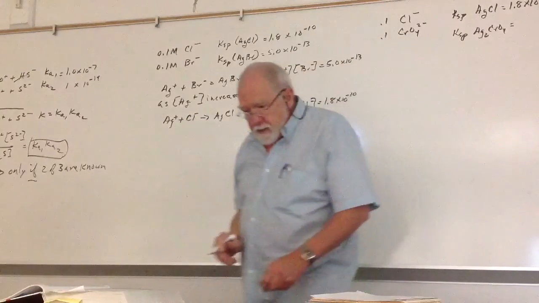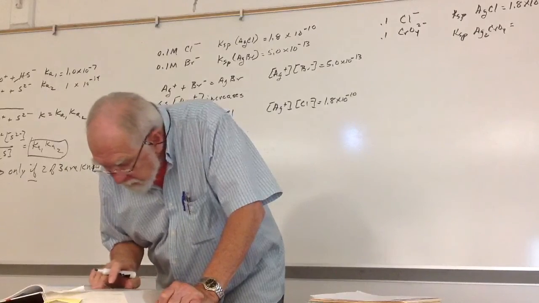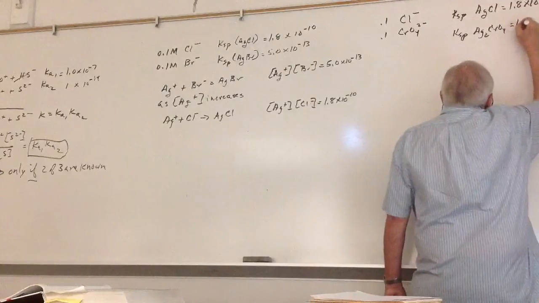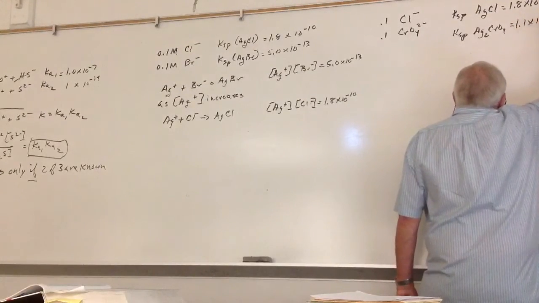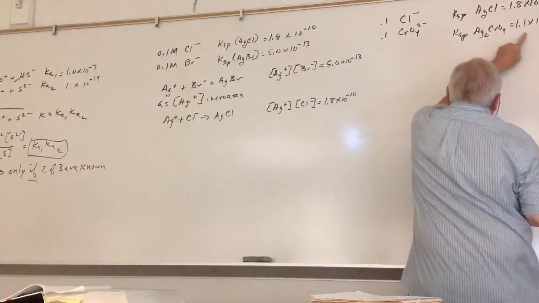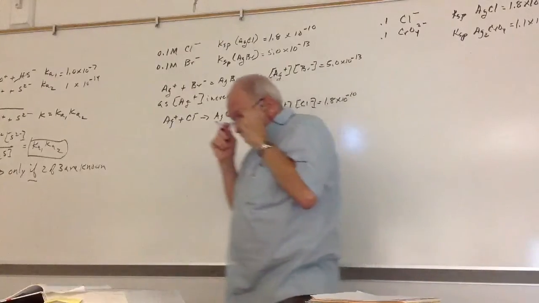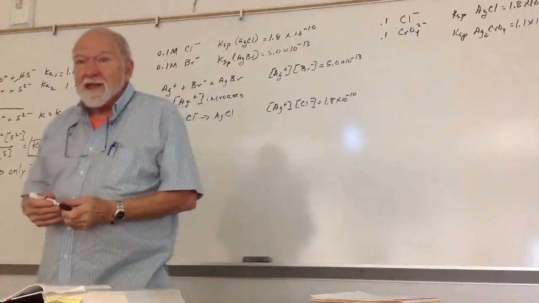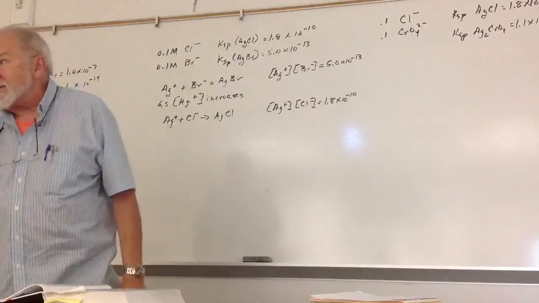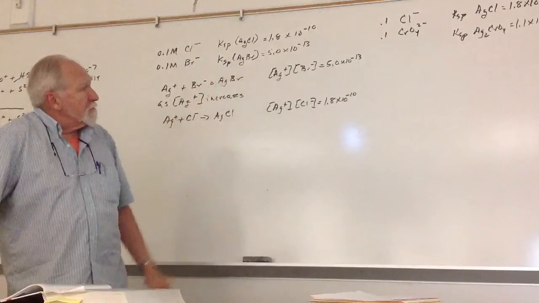So chromate is, there it is, 1.1 times 10 to the minus 12. But because there's 2 silver ions, 1 chromate in here, you can't just look at the KSP anymore, because silver chromate does not precipitate first. Silver chloride precipitates first.